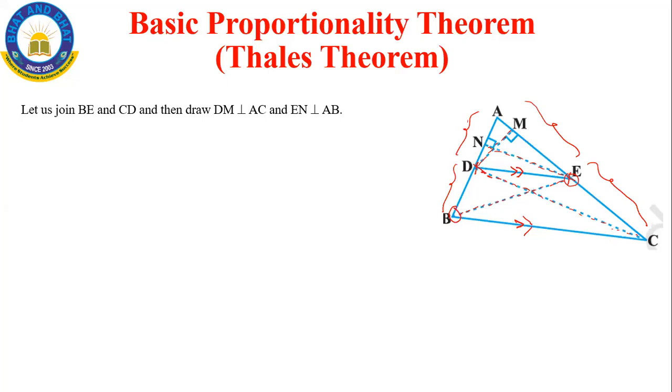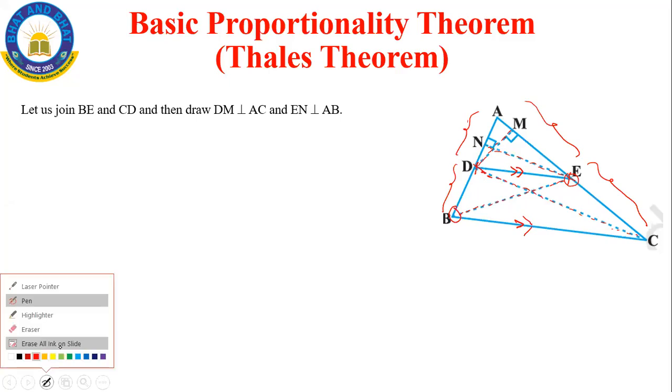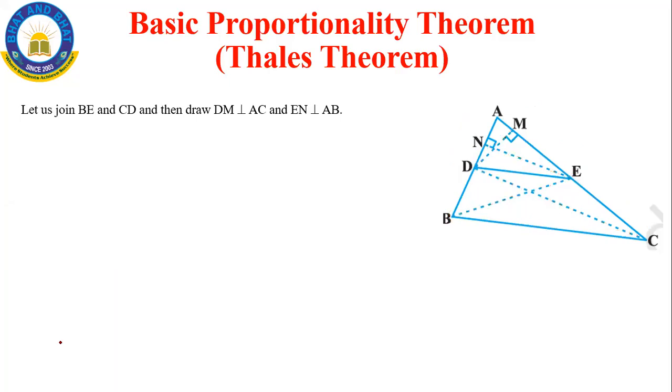Similarly, what is the second point? E is the second point. From E, I should draw a perpendicular on AB. That perpendicular is nothing but EN. So EN is drawn perpendicular to AB. So this much is my construction. I hope this is clear to everyone till here. Yes. So this is our original triangle.